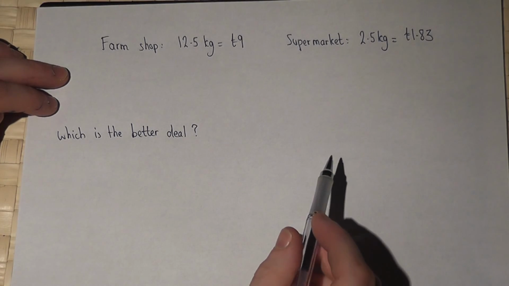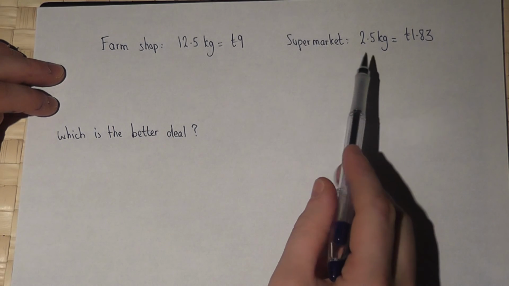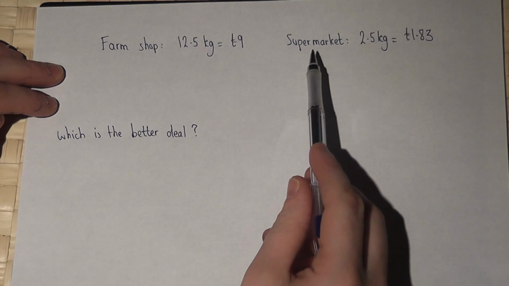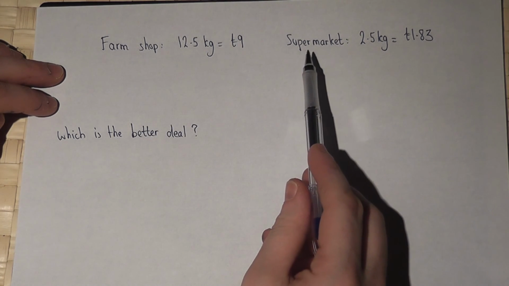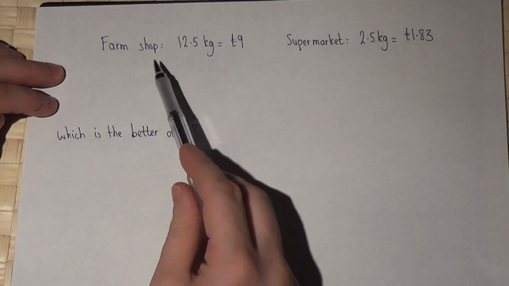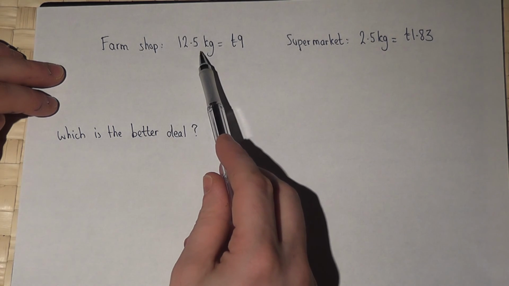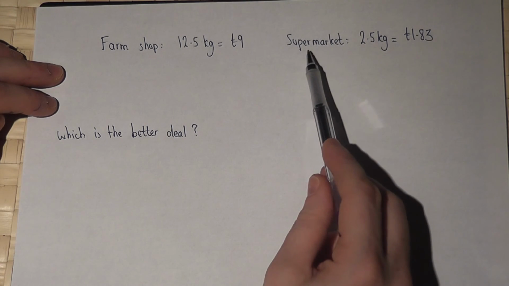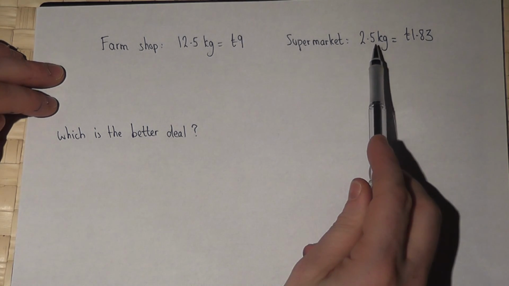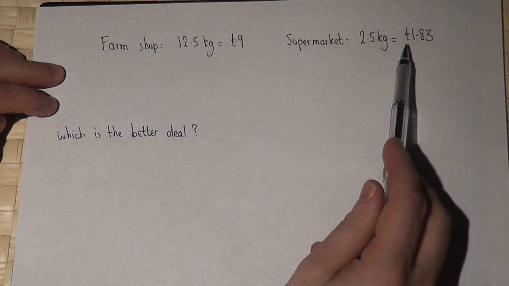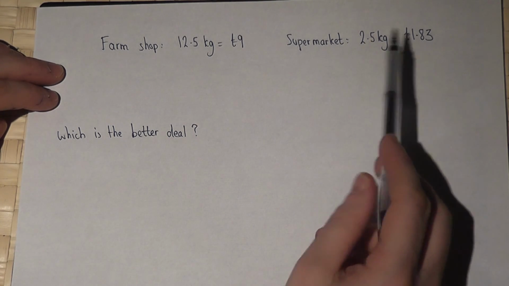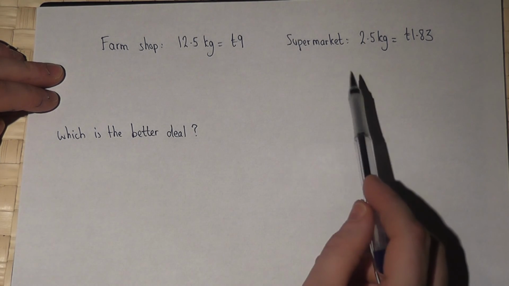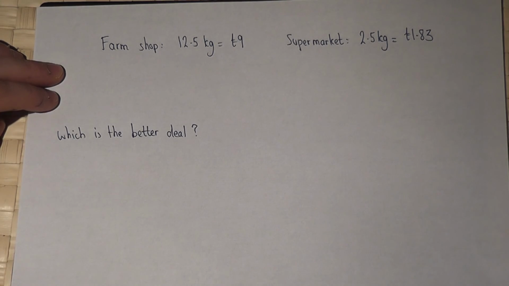This question asks us to compare two deals. Now a farm shop and a supermarket are selling potatoes. In the farm shop, 12.5 kilograms of potatoes is £9. In the supermarket, 2.5 kilograms of potatoes equals £1.83. And the question is which is the better deal?